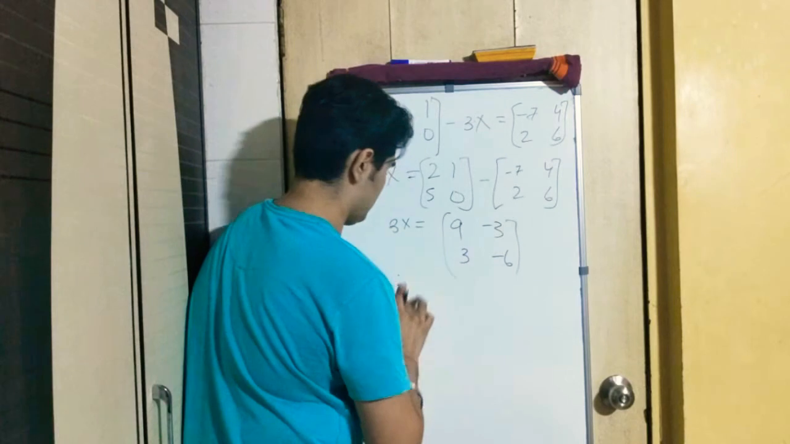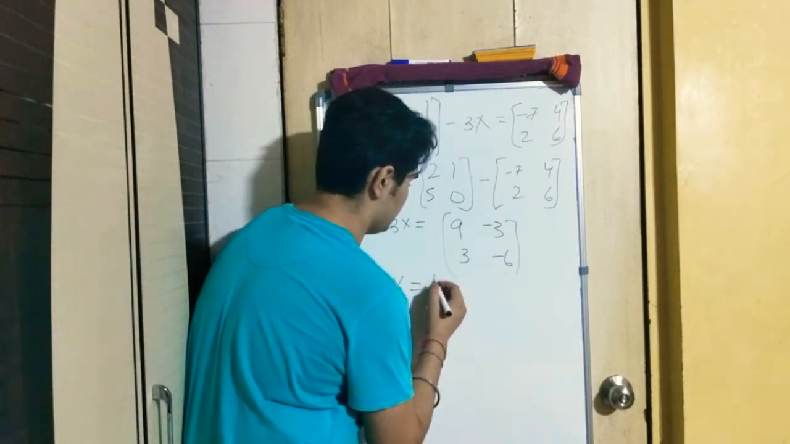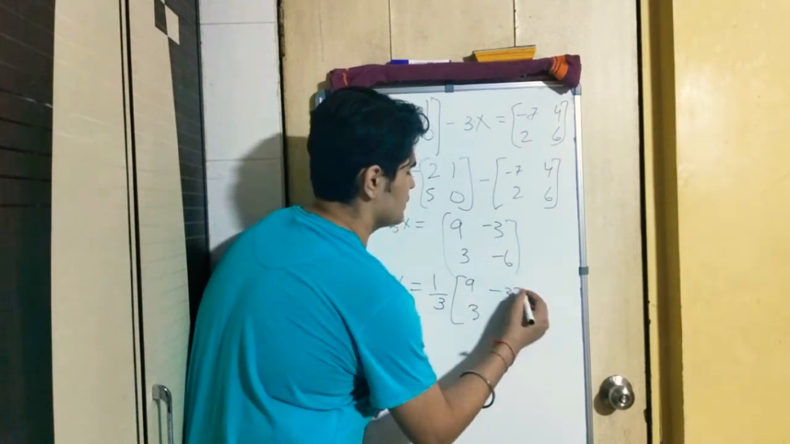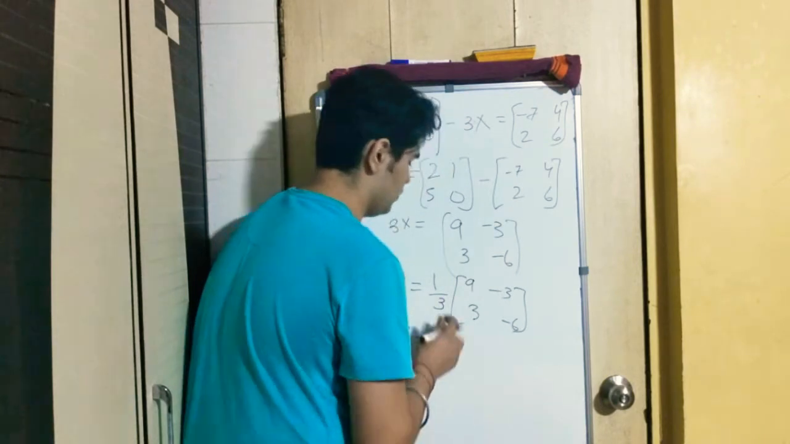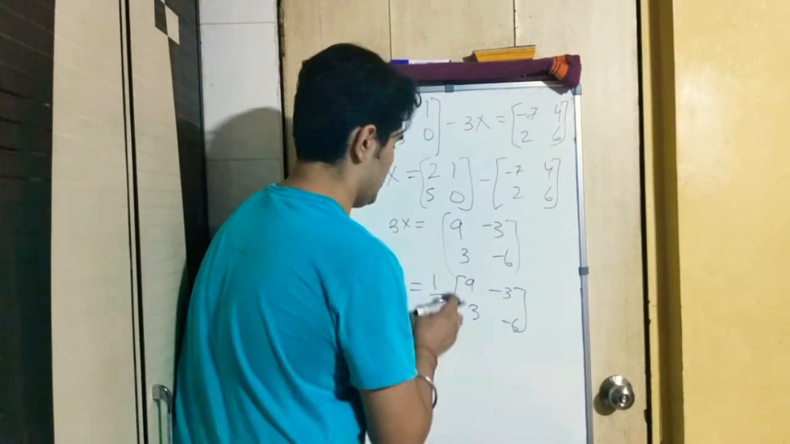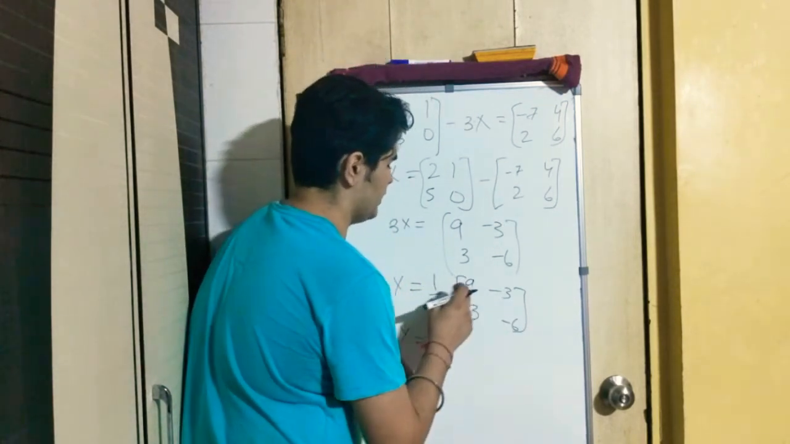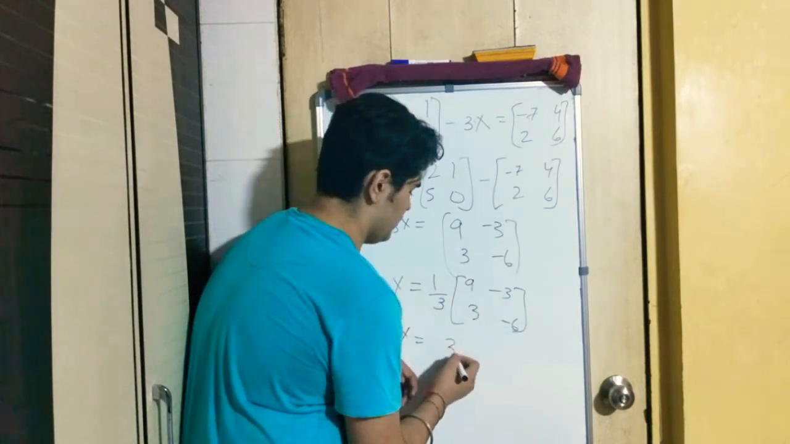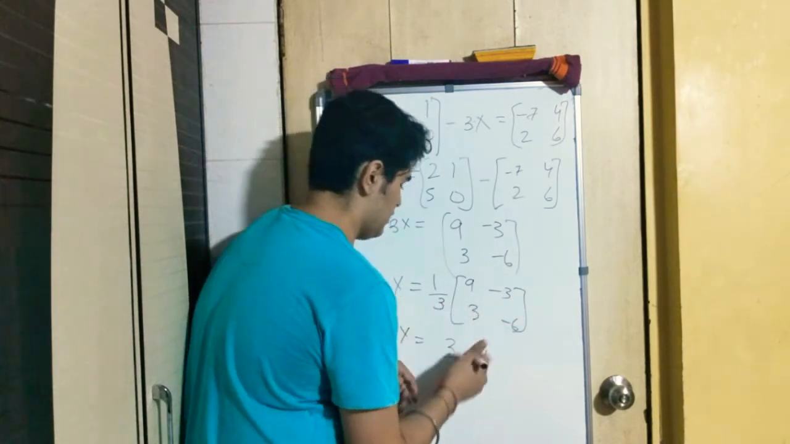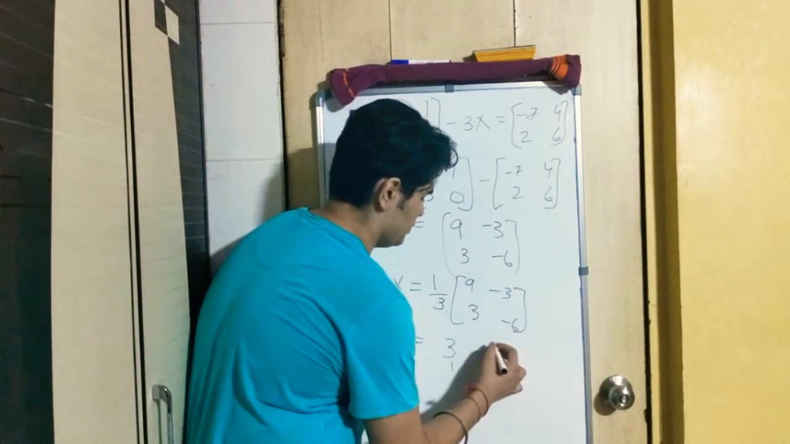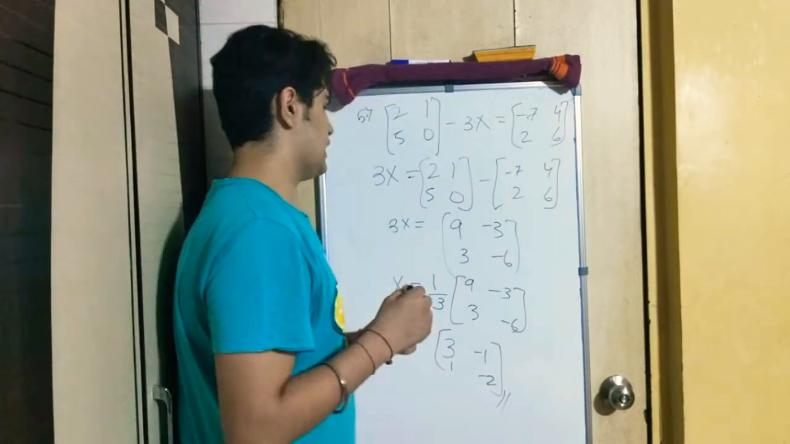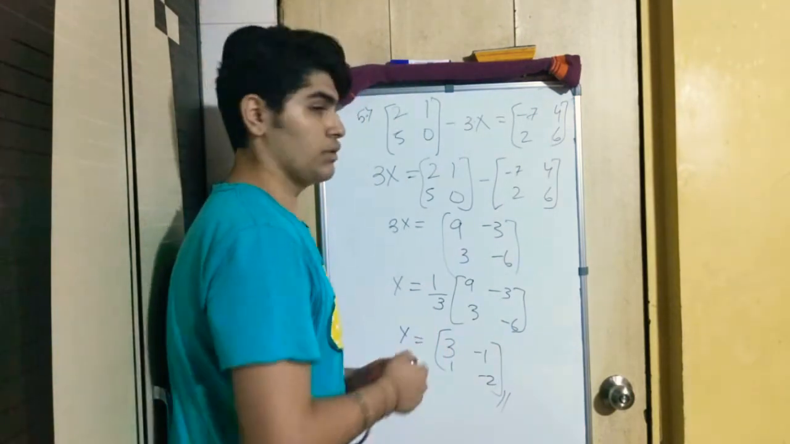So how do we multiply? X is equals to 1 upon 3 [9, -3; 3, -6]. So we have to multiply this number with each and every element of this. If we multiply 3 into 1 by 3 into 9, so 3 ones are 3, so 3 remains. Here if we multiply this by this, we have minus 1, this by this we get 1, this by this we get minus 2. This is how this equation was carried out, and we have found the value of x. You can copy it down.